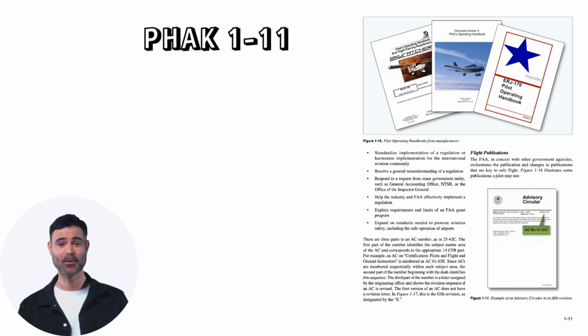There are 3 parts to an AC number, as in 25-42C. The first part of the number identifies the subject matter area of the AC and corresponds to the appropriate 14 CFR part. For example, an AC on certification of pilots and flight and ground instructors is numbered as AC 61-65E. Since ACs are numbered sequentially within each subject area, the second part of the number, beginning with the dash, identifies this sequence. The third part of the number is a letter assigned by the originating office and shows the revision sequence if an AC is revised. The first version of an AC does not have a revision letter. In Figure 1-17, this is the 5th revision.